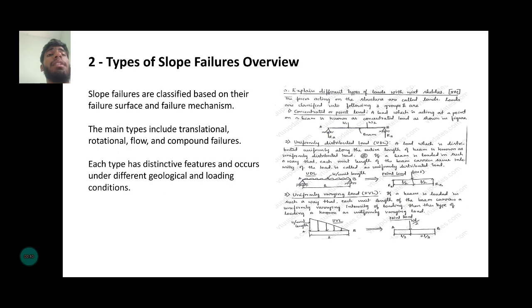Types of slope failures overview. Slope failures are classified based on their failure surface and failure mechanism. The main types include translational, rotational, flow, and compound failures. Each type has distinctive features and occurs under different geological and loading conditions. Here we can see pictures of the different types of failures, like rotational failure, compound failures, and translational failures.